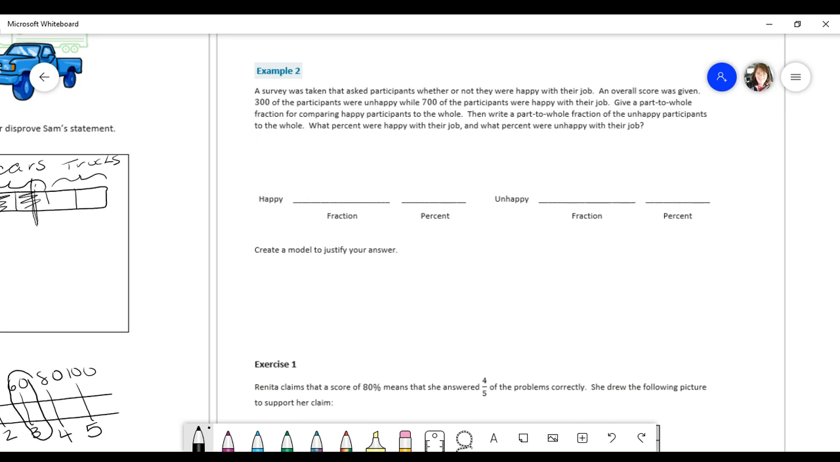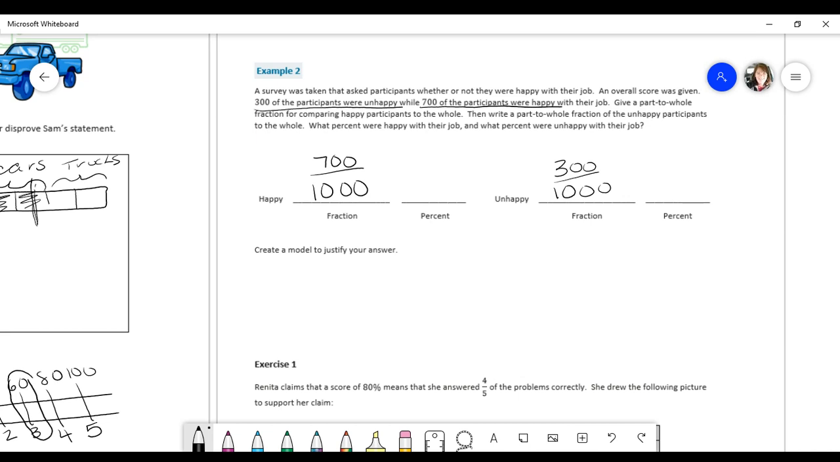So let's look at happy. How many were happy? Okay, let's look up here, right here. 700 were happy, 300 were unhappy, but we need part to whole. So happy, there were 700 out of how many though? What do we have to do to find out how many there are total? Good, we're going to add 700 plus 300. So that's our 1,000. And then unhappy, we had 300 that were unhappy out of the same thing. So the whole was 1,000.